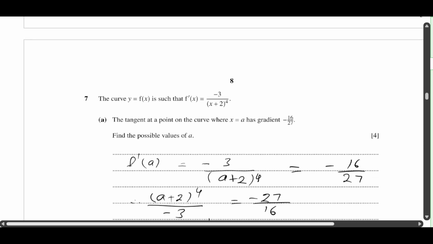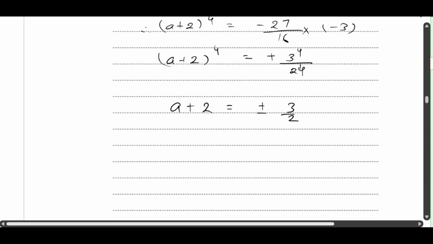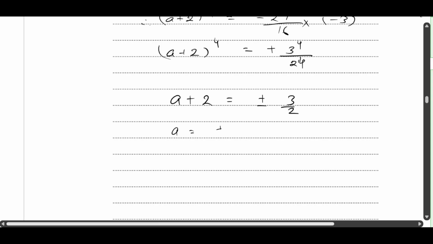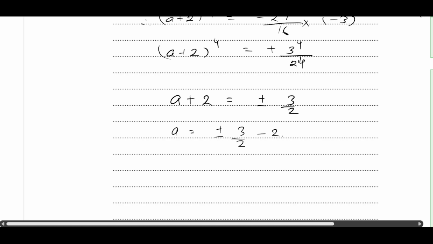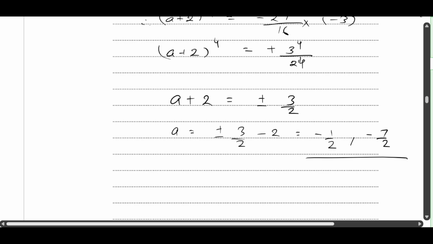Okay, is there any restriction? Find the possible values of a. So a will be plus or minus 3 divided by 2 minus 2. If I take 3 by 2 positive, 3 divided by 2 minus 2 will give you minus half, and if I take 3 by 2 as negative, minus 3 by 2 minus 2 will give you minus 7 by 2. So either minus half or minus 7 by 2 is your answer for a. So the a value is minus 1 by 2 or minus 7 by 2.